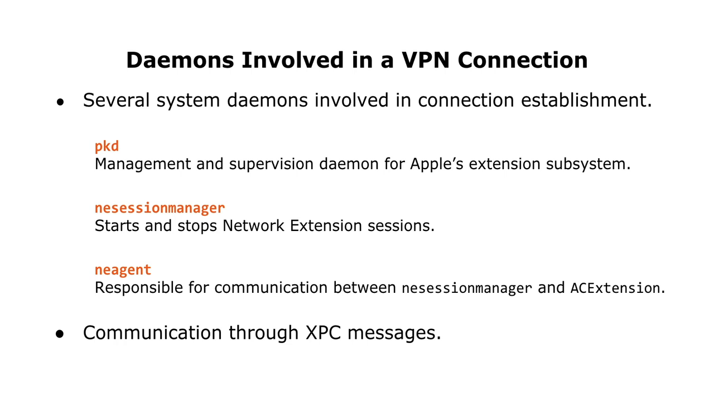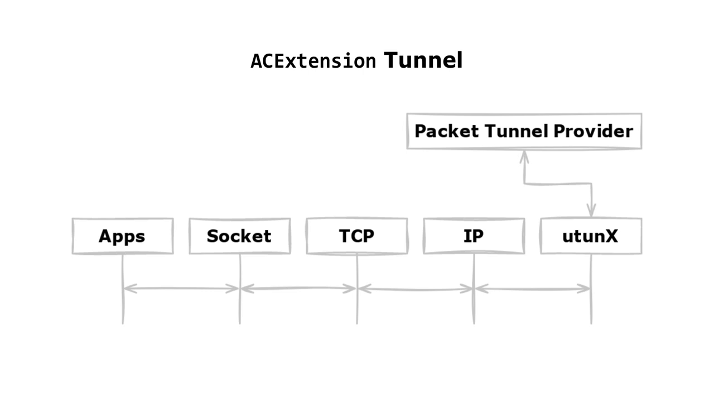In addition, several daemons on iOS are involved in setting up and maintaining VPN connections, and the most important ones are listed here. PKD is the plugin kit daemon, NESession Manager the network extension session manager, and NEAgent the network extension agent. PKD and NESession Manager run as root, while NEAgent runs as mobile user. All of them communicate through XPC messages to exchange data. Once the tunnel is created, apps can communicate through the newly created tunnel interface. But how do the packets flow between the tunnel interface and the network extension?